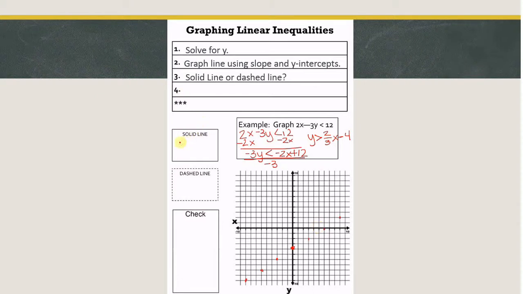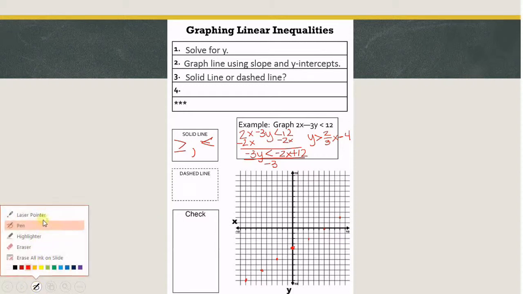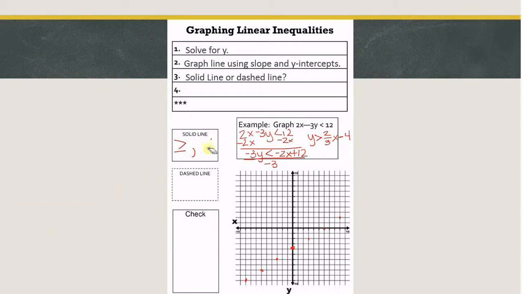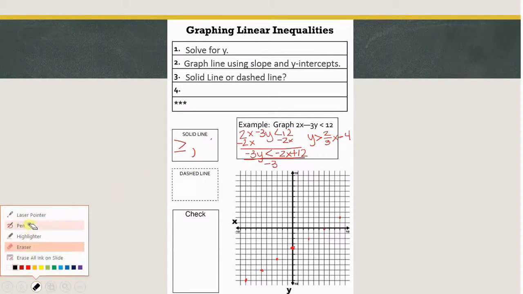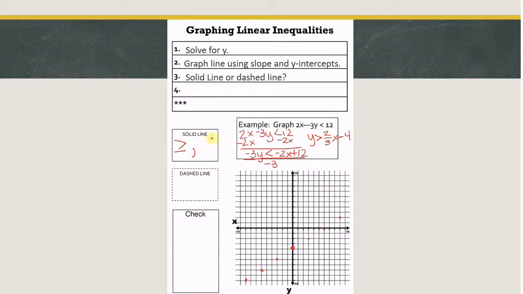So you're going to use a solid line when you have greater than or equal to or less than or equal to. Dashed lines, you can only assume, would be when you have a less than or a greater than. So let's look at this problem.